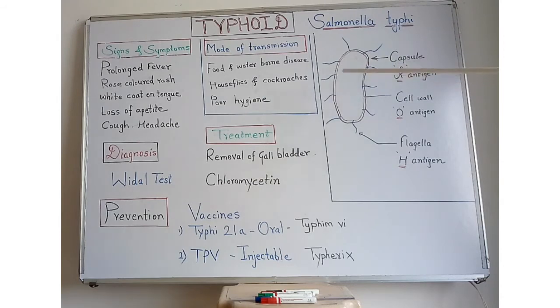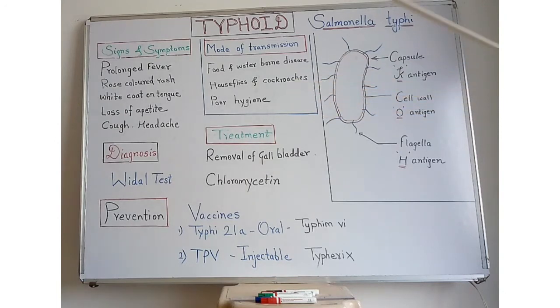Then comes the mode of transmission, how it is transmitted from an infected person to a healthy person. When an infected person passes urine or stools, and houseflies and cockroaches sit on the stools, and then sit on food or water that is kept open, it is transmitted. When a person eats contaminated food or water, typhoid is transmitted from an infected person to a healthy person. Poor hygiene means the person passes stool and urine and does not wash his hands with soap and water.